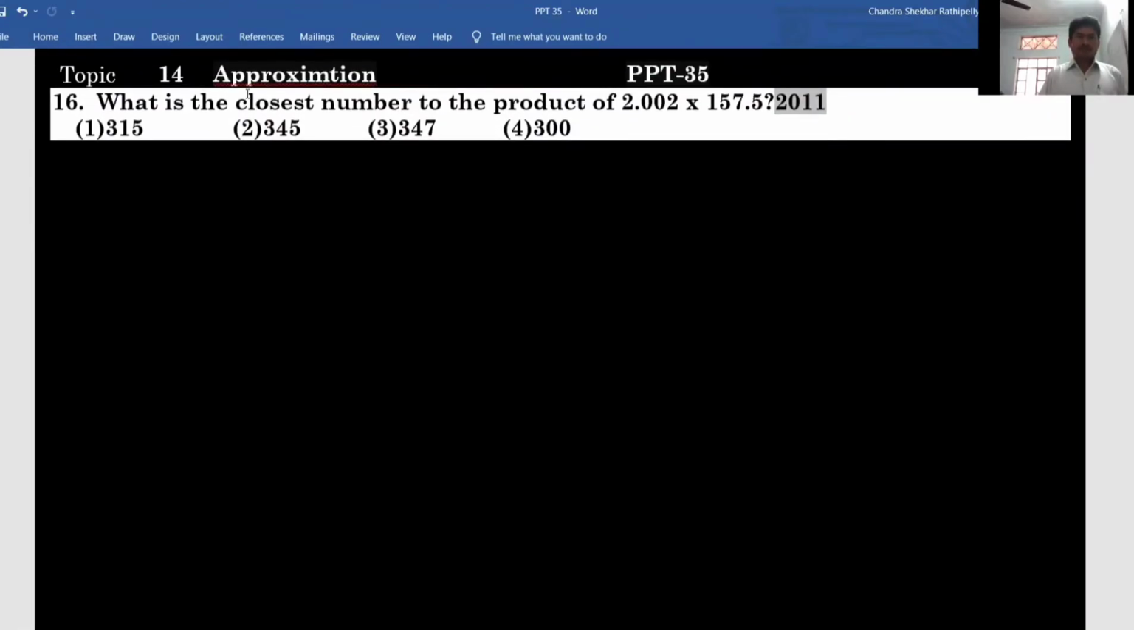Next, topic 14, approximation. What is the closest number to the product of 2.002 into 157.5? We have to find the closest number, children. To find the closest number, we have to multiply first. 157.5. Oh, sorry.